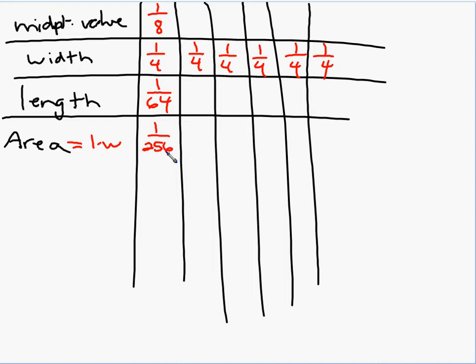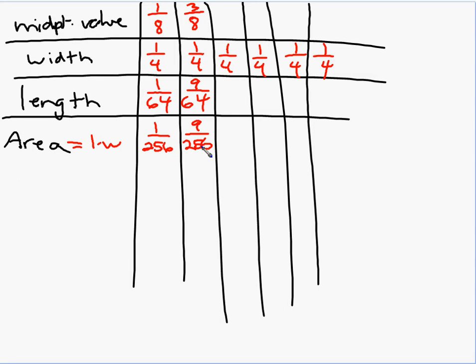All right? The next midpoint value for the next rectangle was 3/8. The width is still 1/4, but my length, I have to square the 3/8. I have to put it into the function. So this was 9/64. So then I do length times width, and I get 9/256.